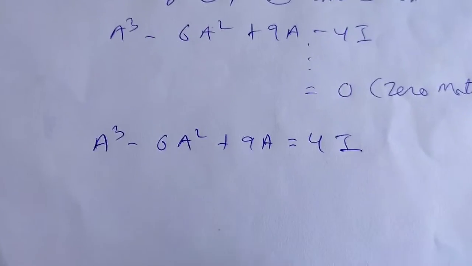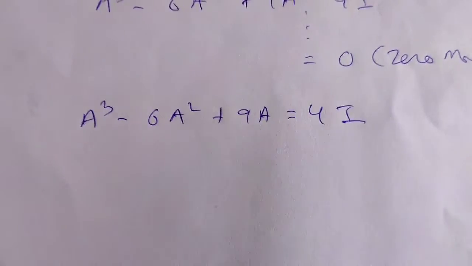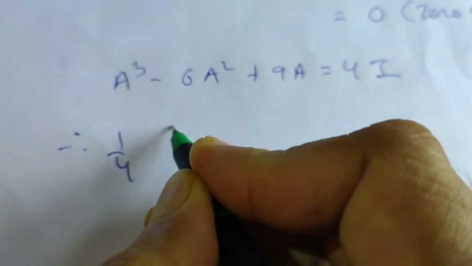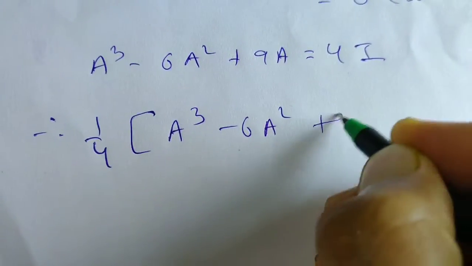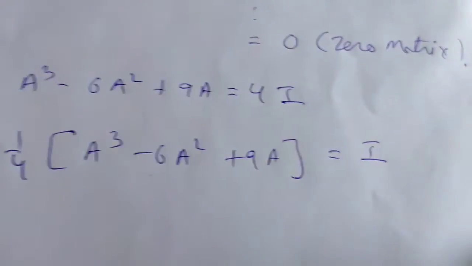Then you have to divide both sides by the coefficient of I. So what is the coefficient of I? 4. Divide both sides by 4. So we will be getting, therefore, 1 by 4 times (A cube minus 6A square plus 9A) equal to I.